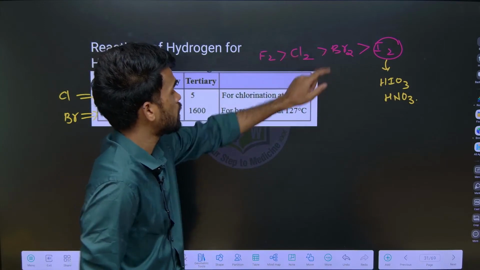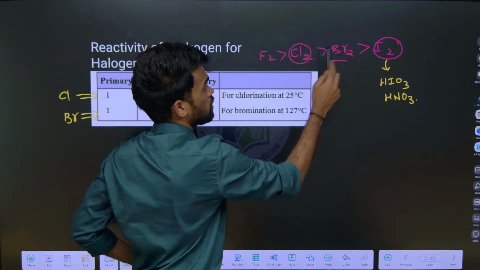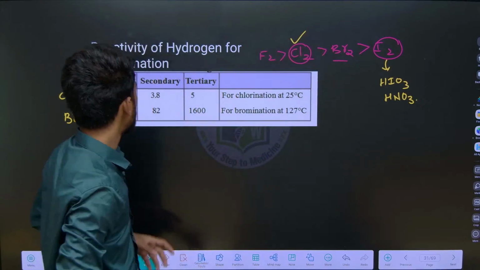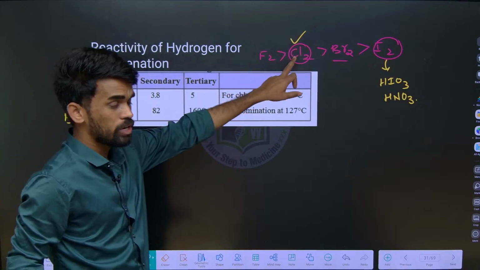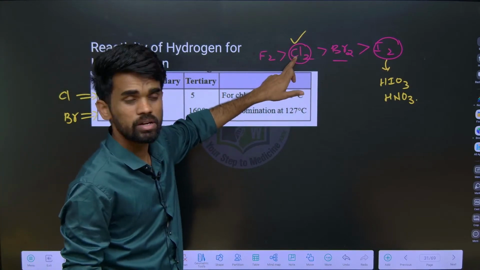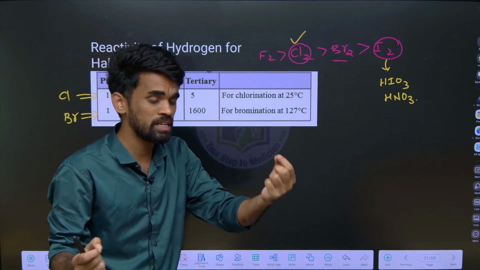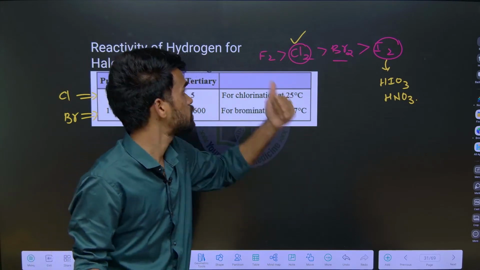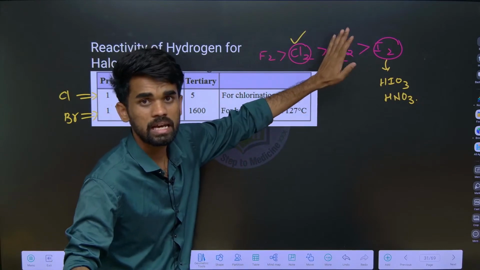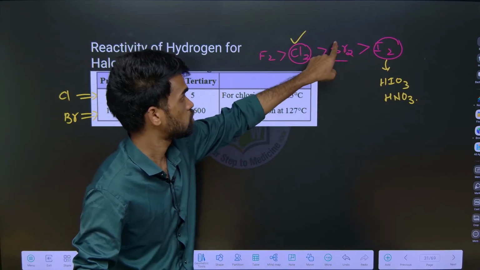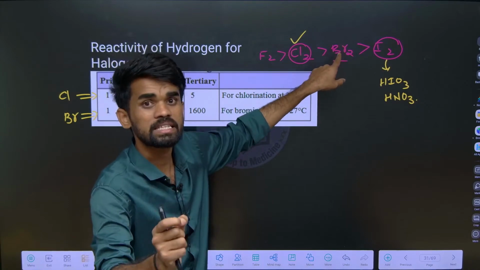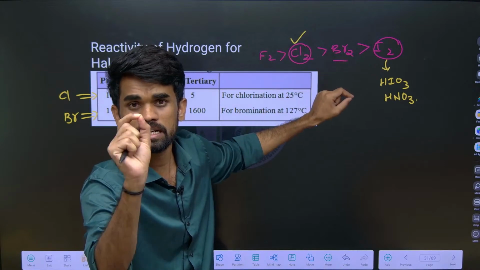Okay, so for chlorination and bromination, which is more reactive? I am saying chlorination is more reactive. But chlorination is more reactive and less selective. More reactive means wherever there is a reactive site, this chlorine goes and reacts. But bromination is less reactive than chlorination, so it will selectively react at some particular sites.